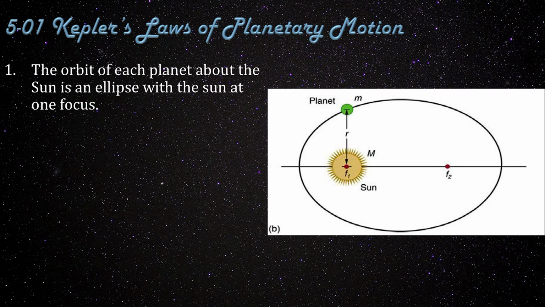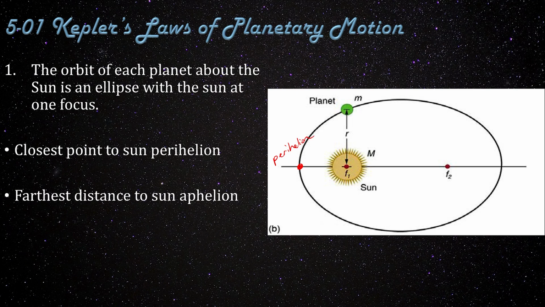Kepler's first law is that the orbit of each planet around the Sun is an ellipse, with the Sun at one focus. The closest point to the Sun is called the perihelion. The farthest point from the Sun is called the aphelion.